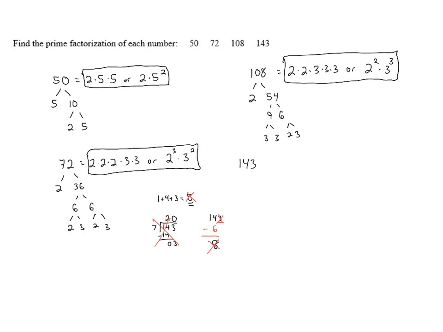So we check 11, and here I'm going to do the division. 143 divided by 11. 11 goes into 14 once. 1 times 11 is 11. When we subtract, we're left with 3. We bring down the other 3. And sure enough, 11 goes into 33 3 times. And so in this case, we can see 143 is 11 times 13. Those are both prime numbers. So that is our prime factorization.